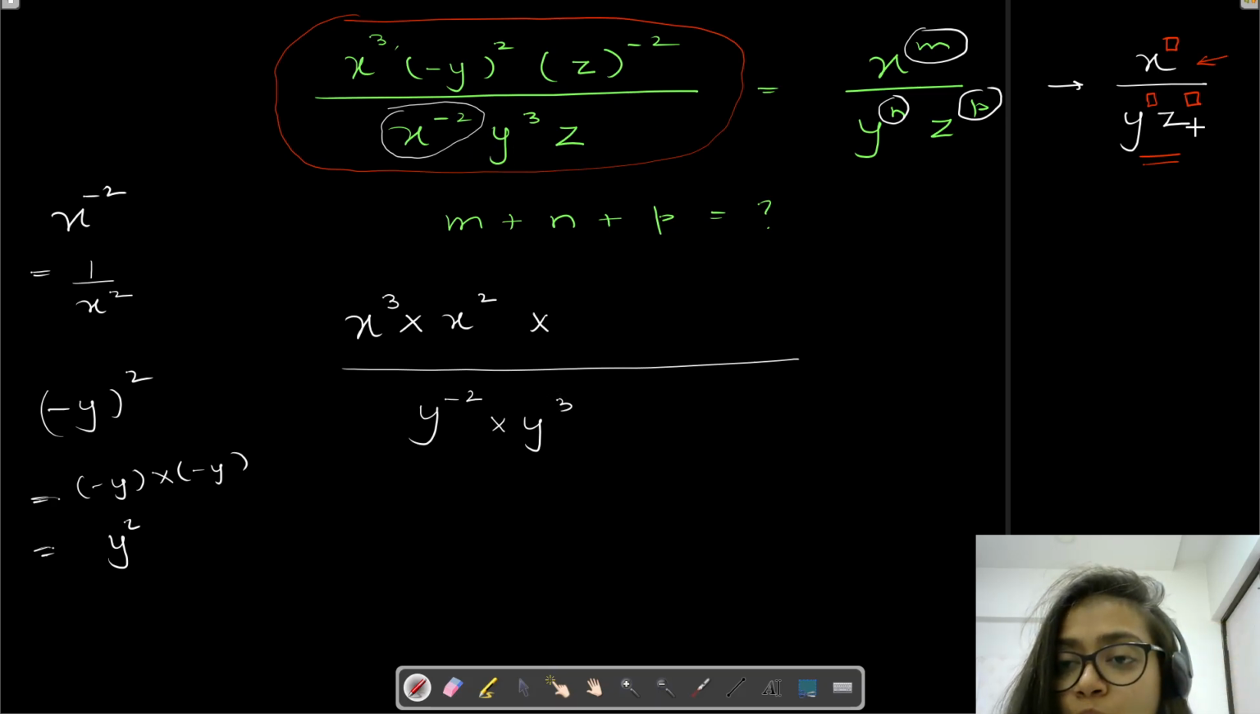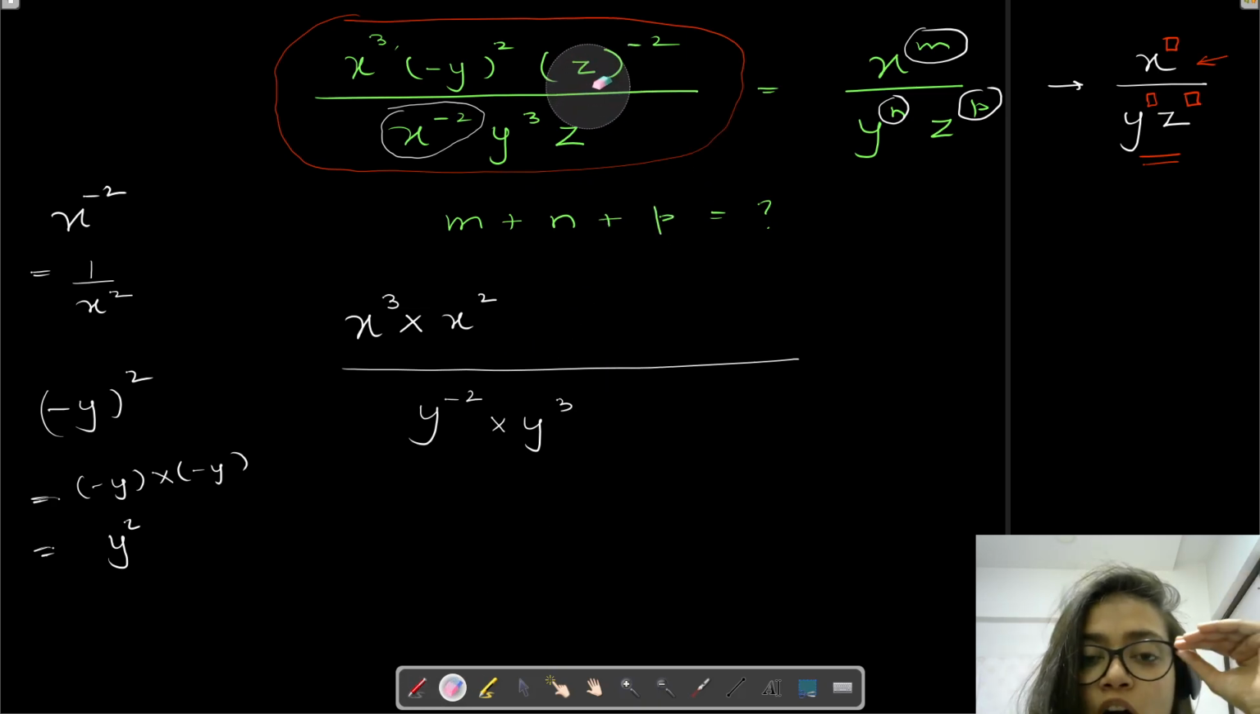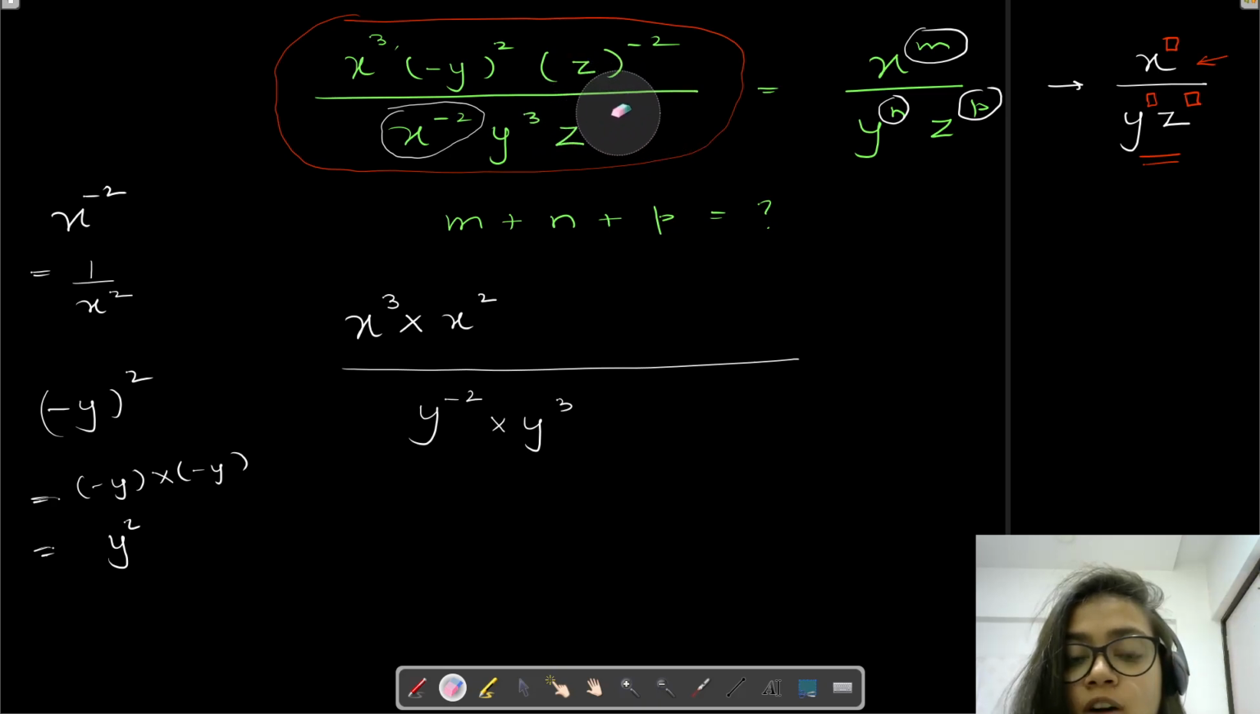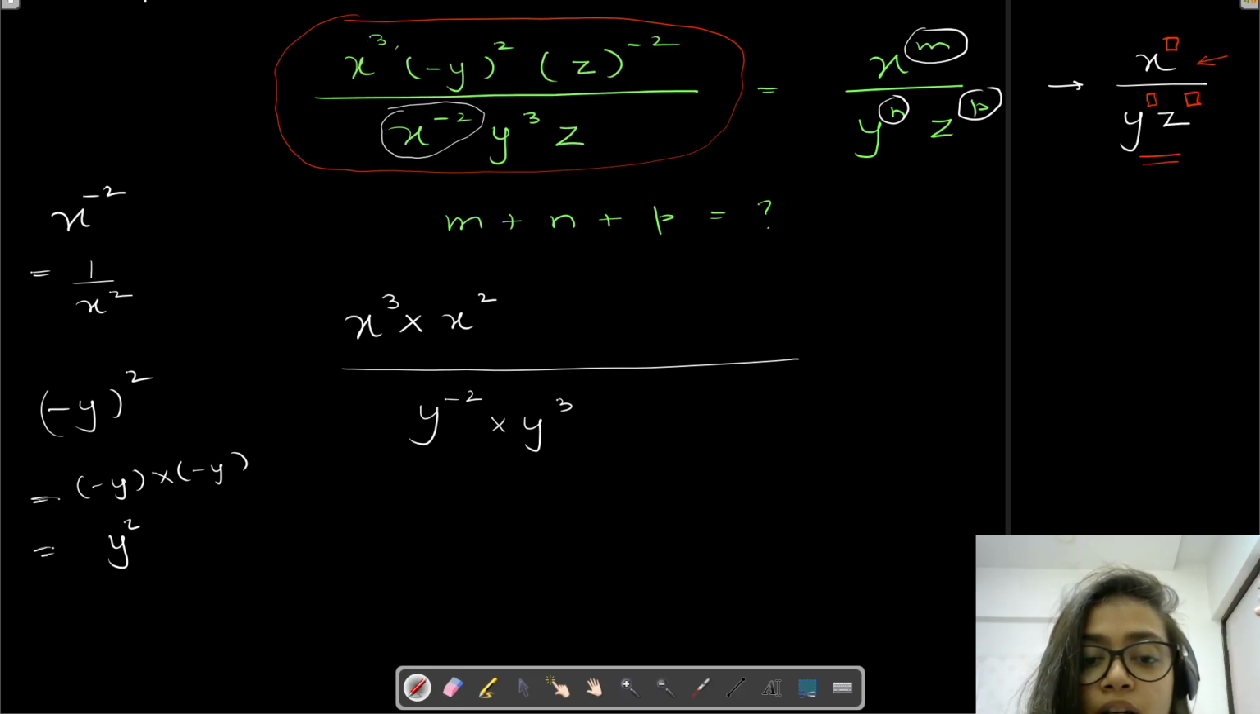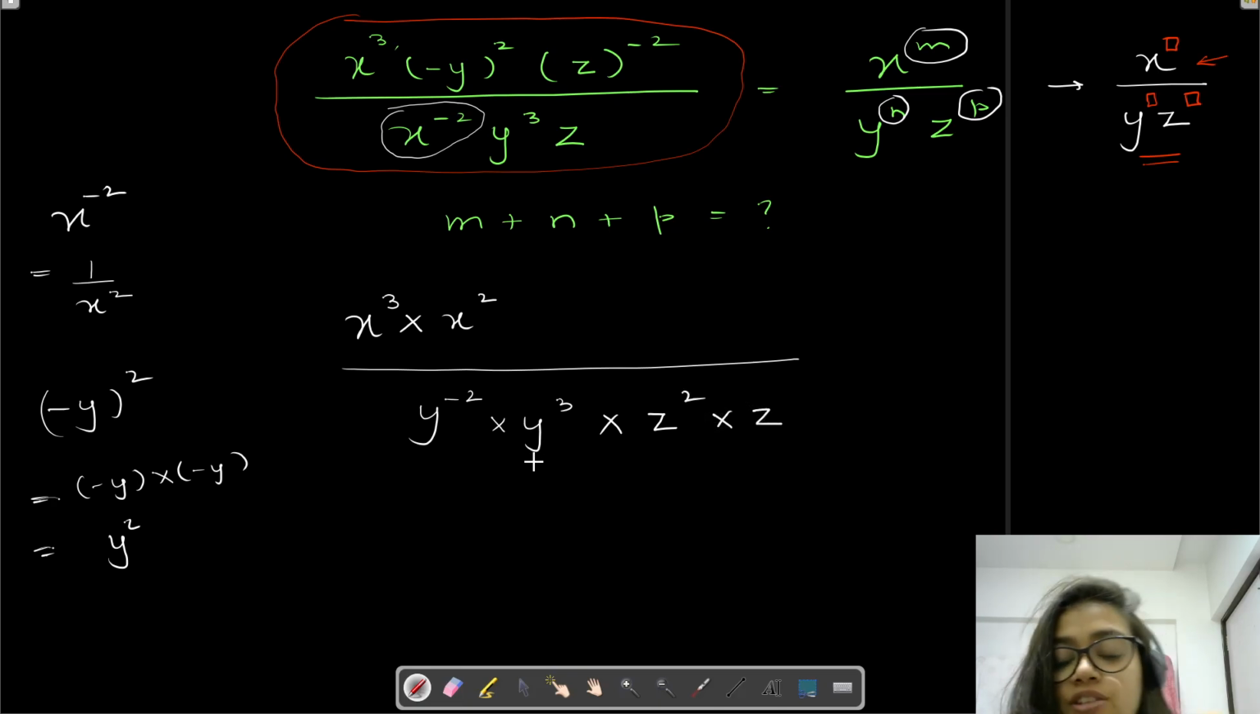Then we also want to bring all the z variables in the denominator. So right now we have z raised to negative 2. If it comes in the denominator, this will become positive. So we get z raised to 2 and 1 z we already have. Now all we need to do is just apply the multiplication law, and we'll have the answer in the next step.